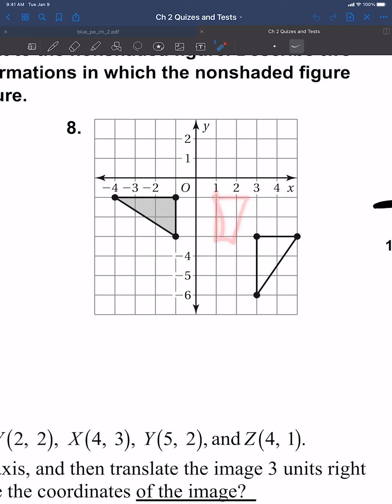Gosh, it's kind of hard for me to guesstimate where it would be. It's kind of something like this. Something like that, right? Then after you find that, I would go ahead and see how many you have to go over and then down for it to land there, okay?